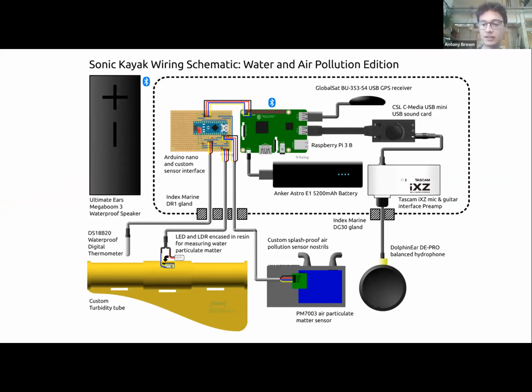So this is a schematic of the Sonic Kayak system. It contains a GPS for mapping the location of the kayak, and then a range of environmental sensors. You have a thermometer, a turbidity sensor for measuring cloudiness of the water, a hydrophone for measuring underwater noise pollution, and a particulate matter sensor for measuring air pollution. Then all those sensors feed back into a central computer, and that is processed into sound, which is played back to the paddler of the kayak.